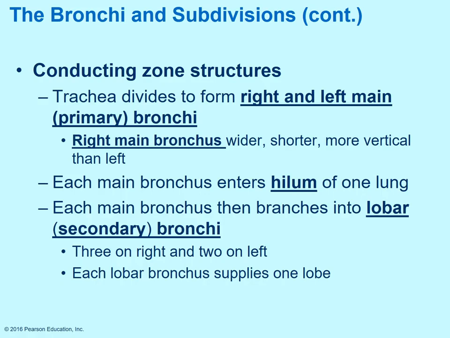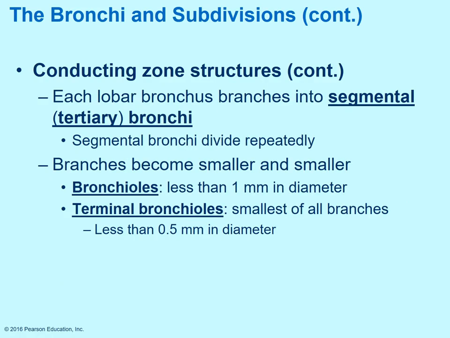When the main branch enters into the lung, it's going to branch into the secondary bronchi, also known as the lobar bronchi. On the right side, there are 3 lobes, so it's going to branch into these 3 secondary bronchi. The left lung is slightly smaller than the right lung. It contains only 2 lobes. The reason the left lung is slightly smaller is to allow space for your heart. So each lobar or secondary bronchus will supply the air to one lobe.